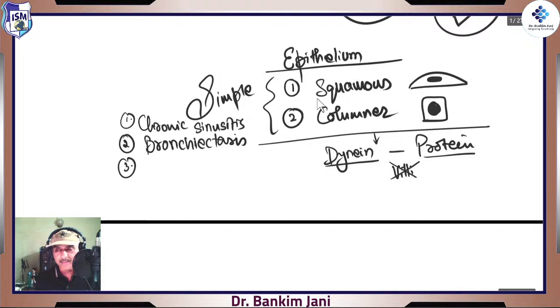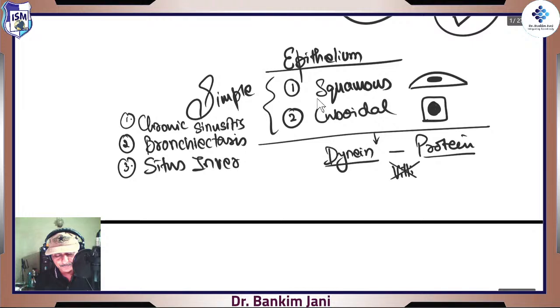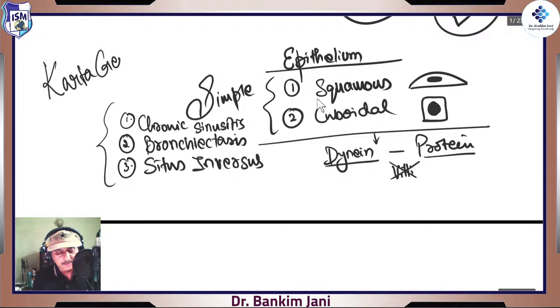Third thing, when we applied our stethoscope on his chest piece, we suddenly realized that, oh yeah, I'm sorry, you are right, cuboidal, right? That's right. That was cuboidal. True. Thank you. And, right, bronchiectasis. And this was situs inversus. That's when we realized that everything is on the opposite side. And we figured out that this could be what's called Kartagener syndrome.